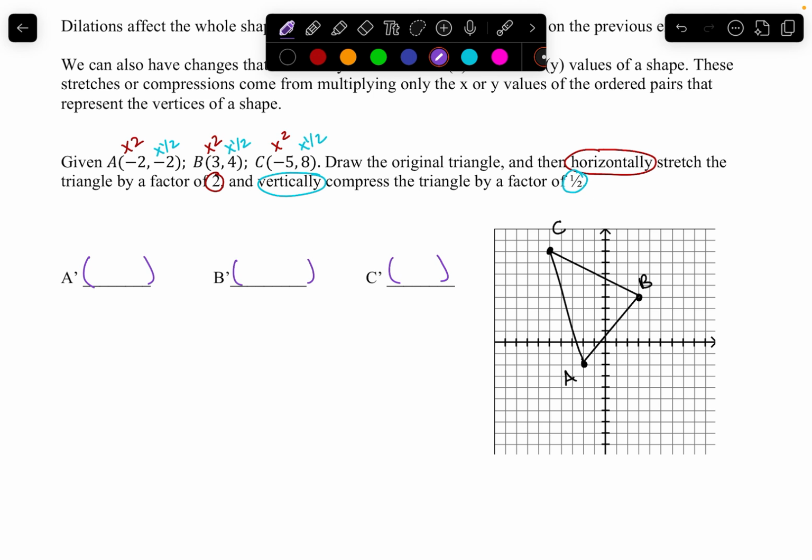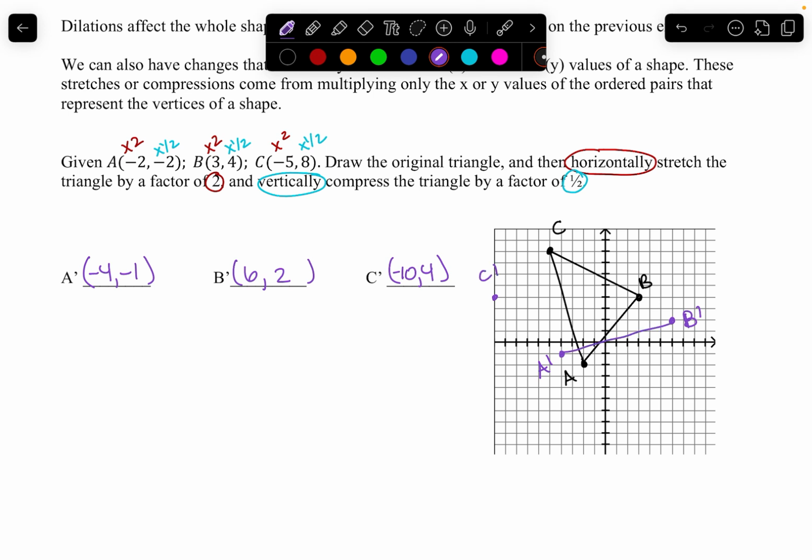Okay. So this will get me negative 4, comma, negative 1. This will get me 6, comma, 2. And this will get me negative 10, comma, 4. So let's graph that. 1, 2, 3, 4, 1. That's A prime. 1, 2, 3, 4, 5, 6, 1, 2. There's my B prime. 1, 2, 3, 4, 5, 6, 7, 8, 9, 10, 1, 2, 3, 4. And there's my C prime.